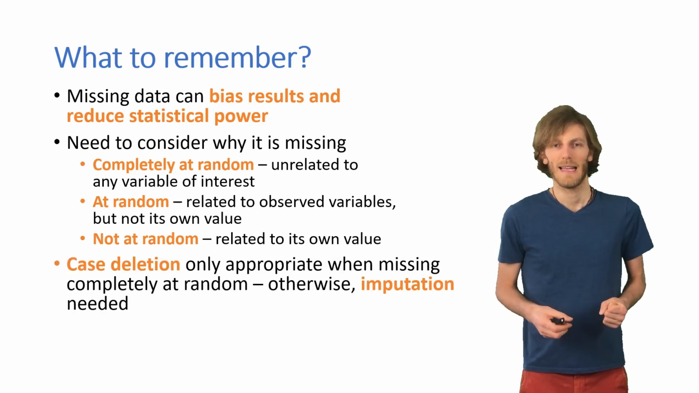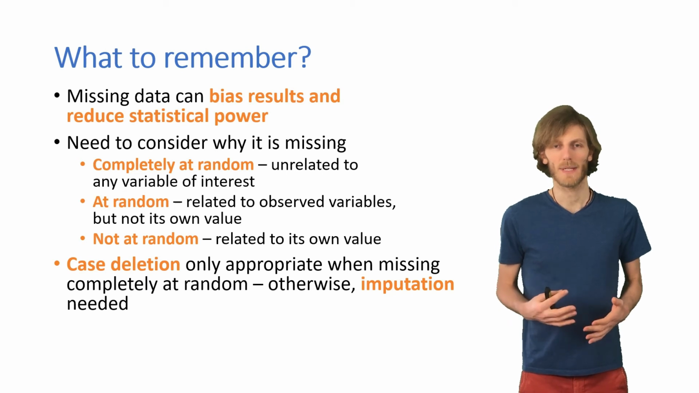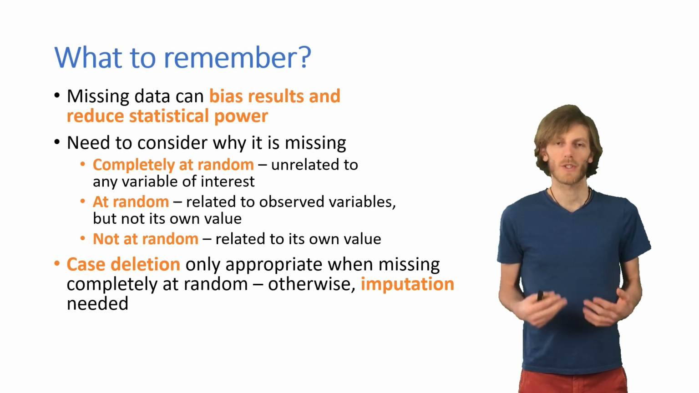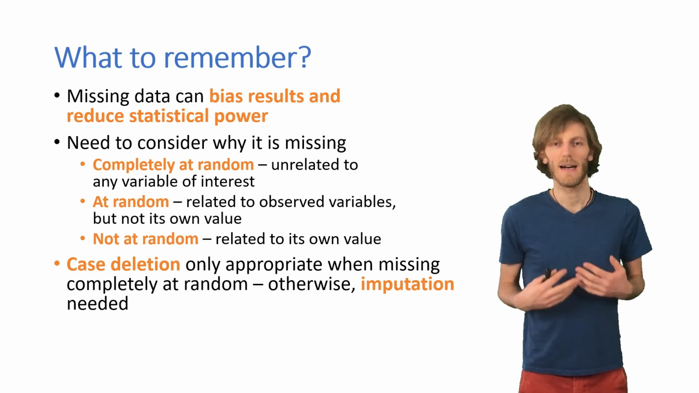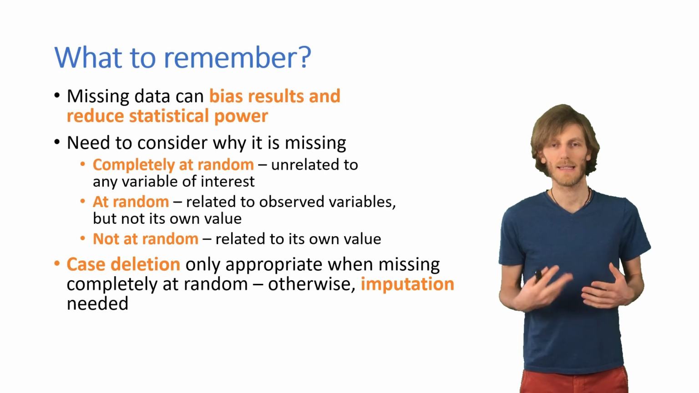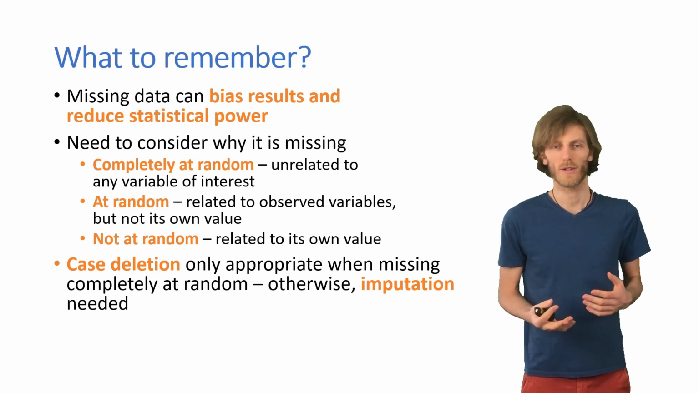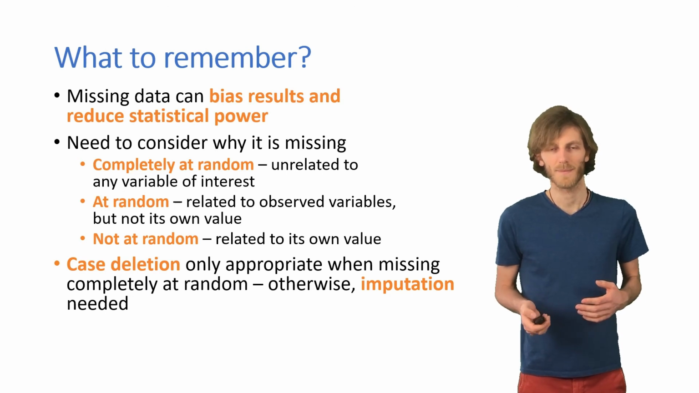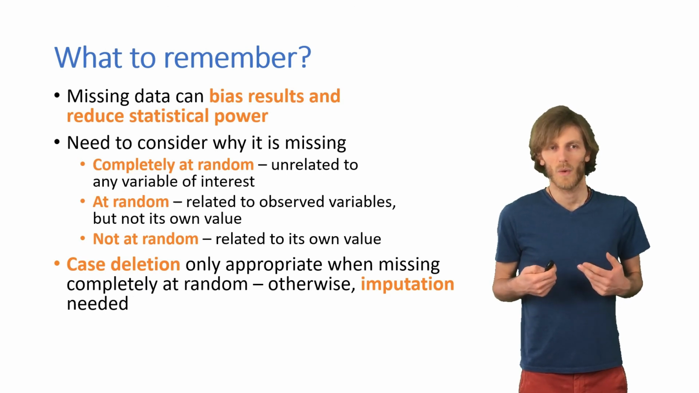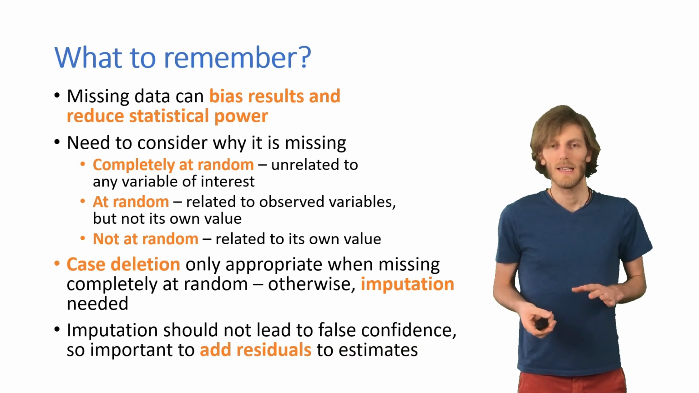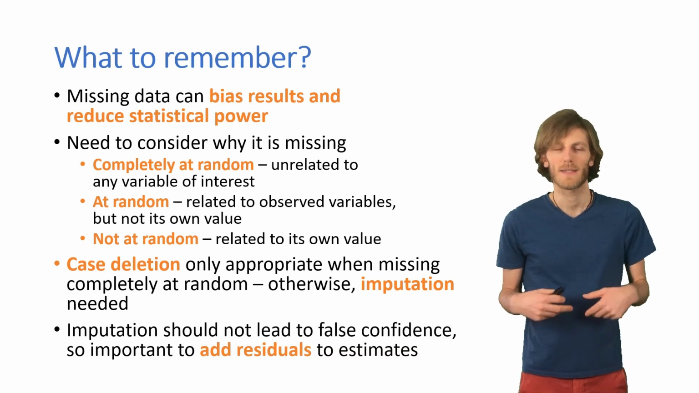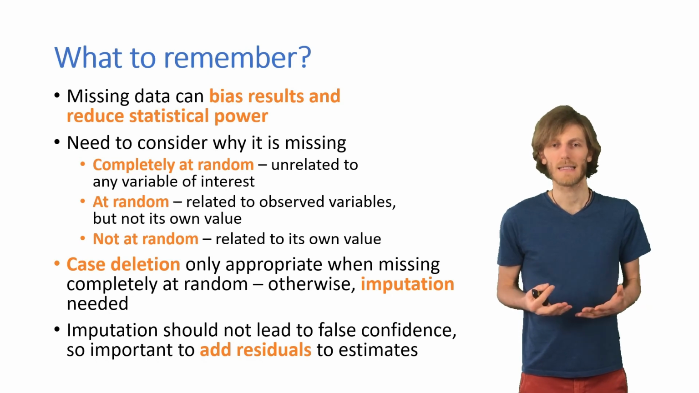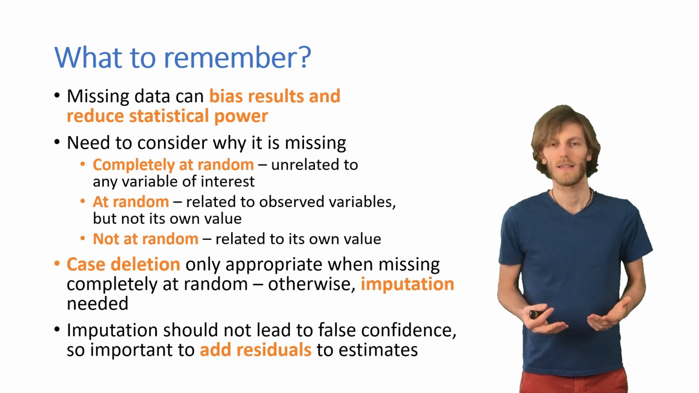Case deletion is only acceptable when we can assume that the data is missing completely at random. Otherwise, case deletion can lead us to the wrong conclusion. And we really should do imputation. And we don't want imputation to lead to data that gives us false confidence in our estimates. So we need to add random residuals in the imputation.